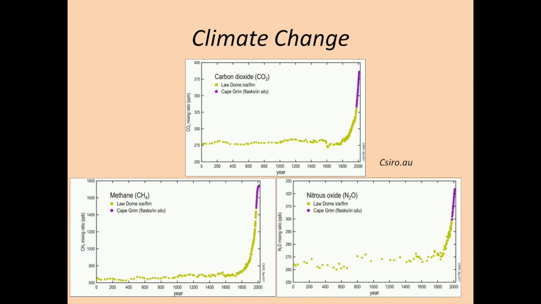Now let's talk about climate change. Here we see the concentration of three gases that are known to contribute to the greenhouse gas effect, and therefore climate change. Do these graphs look like any of the other graphs we've seen before?